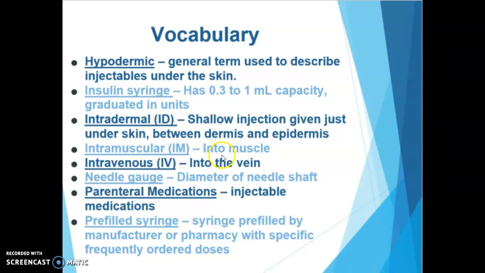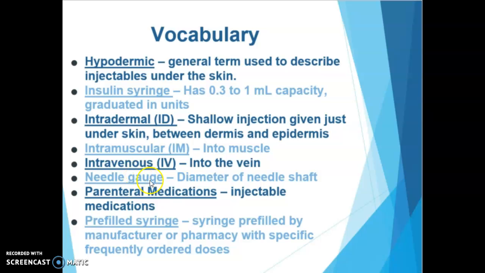Intramuscular, IM, means that it's going into the muscle, as you can imagine. Those are usually your deeper, more painful shots. Intravenous is going into the vein. That's the one where they hook you up to the IV pole with the bag hanging and all that good stuff. When we get to talking about needles, we refer to the length of the needle, and we also refer to the gauge of the needle.